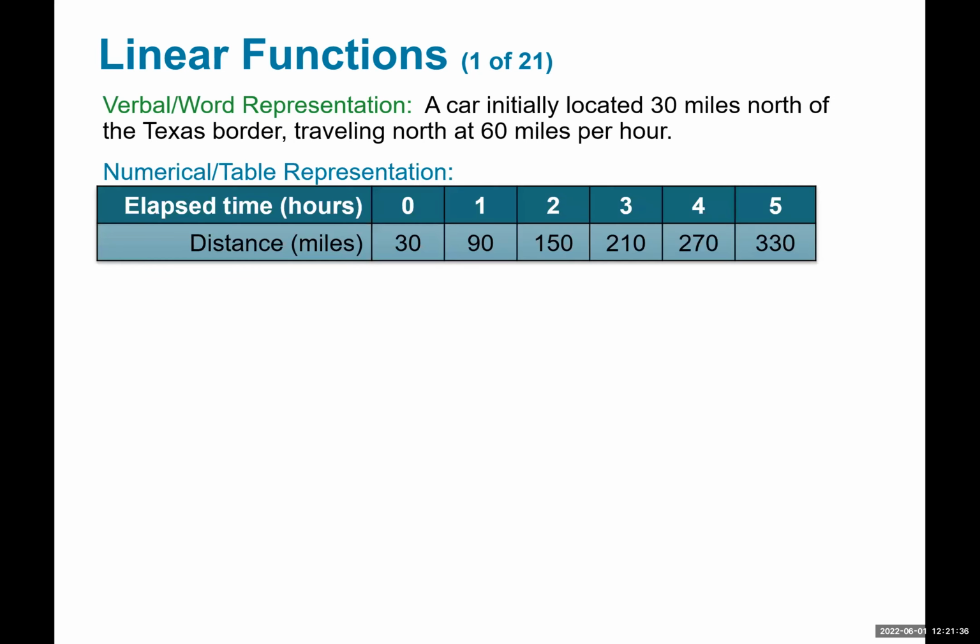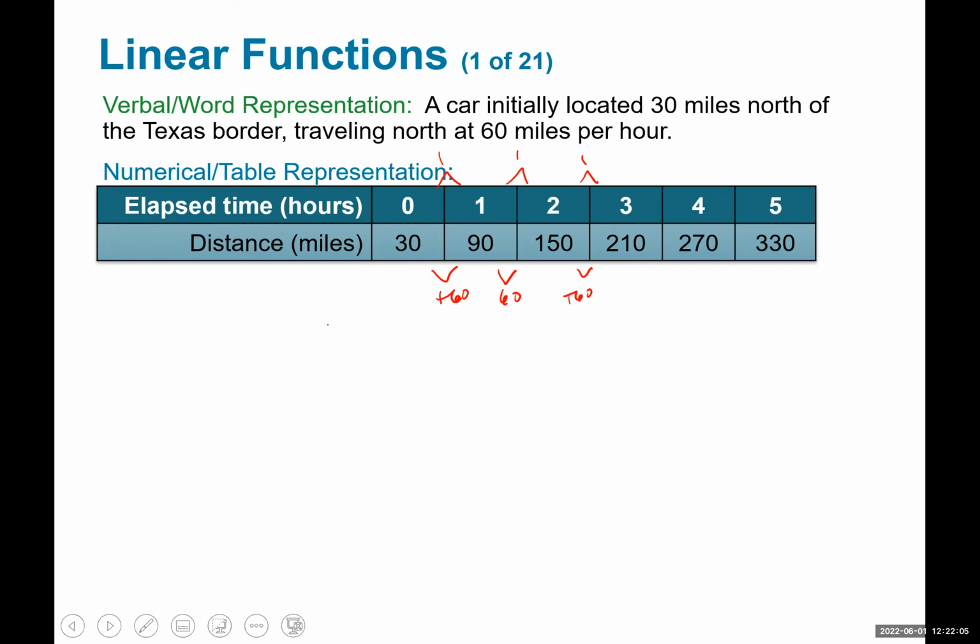And so we can look at a numerical representation, and this is a table. After 0 hours, so at the very beginning, it's already 30 miles north. After an hour has passed, now it's 90. You'll notice here that there's a difference of 60 each time, and the reason is because we've gained an hour. Every hour, we drive an additional 60 miles. So that's how our change is happening.